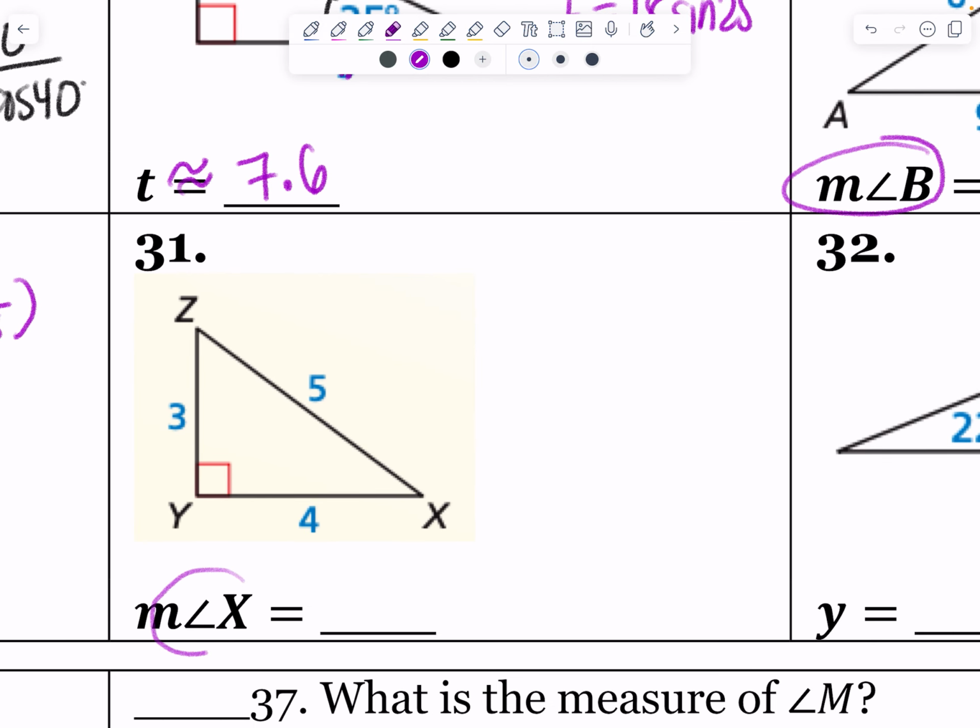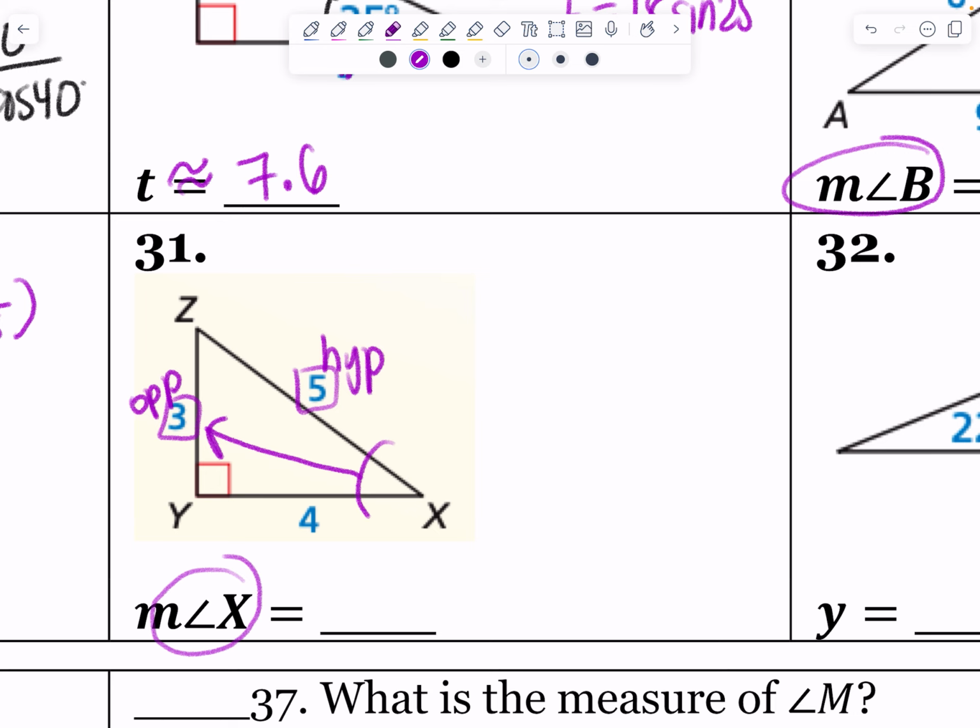31, we want to find the measure of angle X. So here is X. I can do any trig function I want here because I have the 3, the 4, and the 5. So I like choosing my opposite as my 3. My hypotenuse is my 5. That's just easiest for me to see. I could have gone opposite adjacent. I could have gone adjacent hypotenuse. Those are just the pieces I chose. I chose the 3 and the 5 to work with.